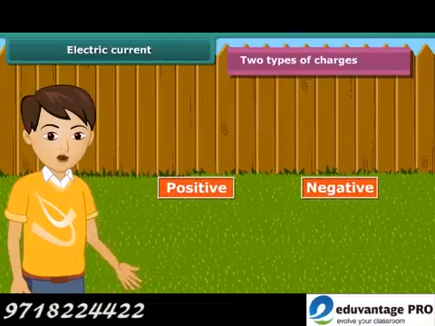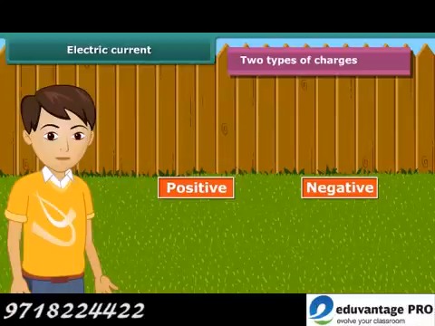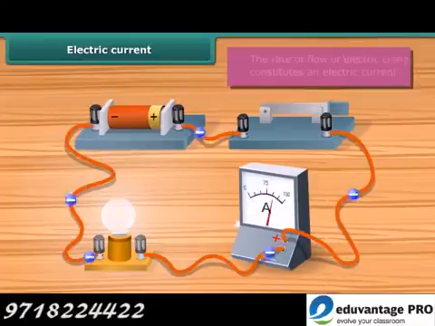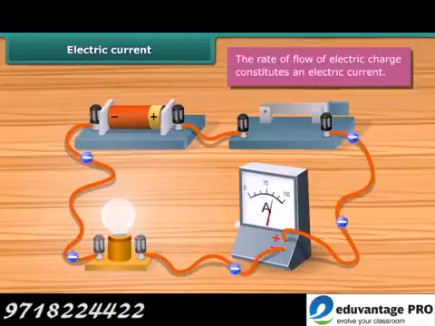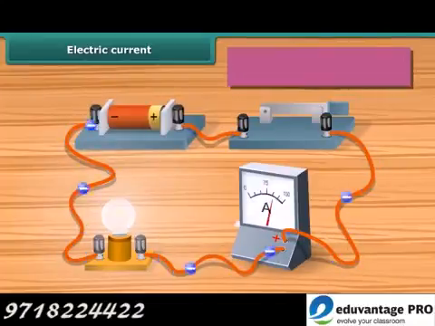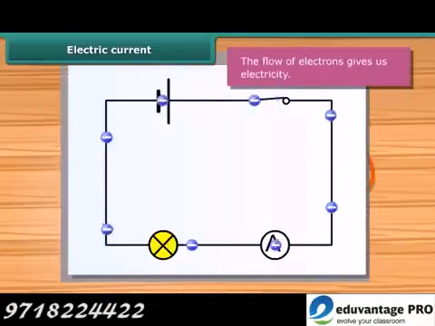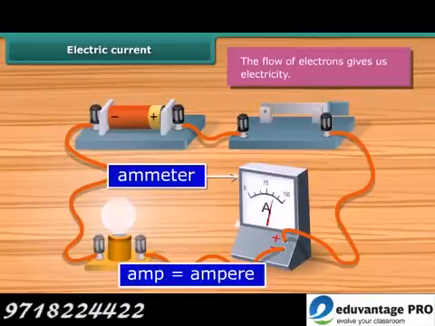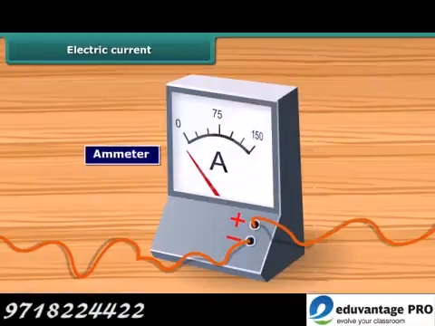When charges transfer from one body to the other, the bodies are said to be charged. The moving or flowing charges produce an electric current. An electric current consists of a movement of negative charges, that is, electrons. The flow of electrons gives us electricity. Electric current is measured by an ammeter.